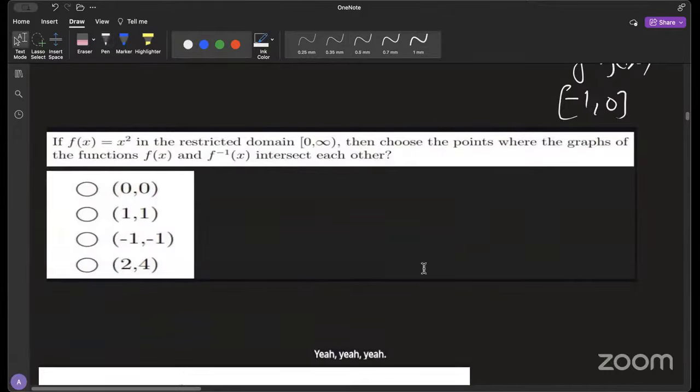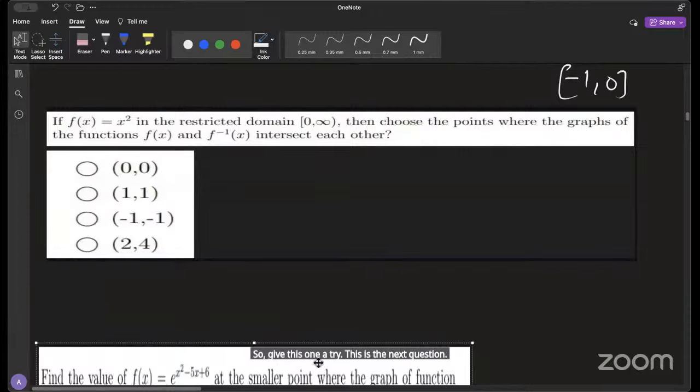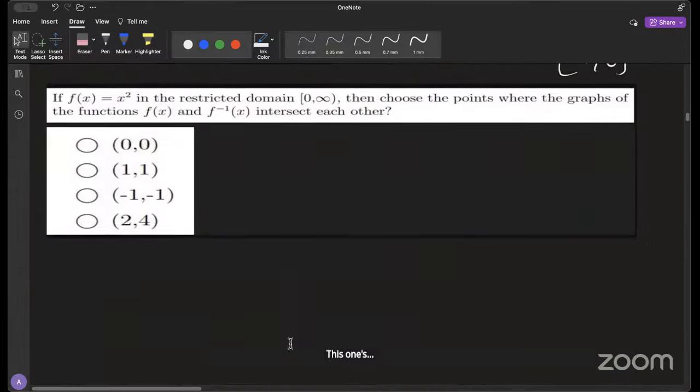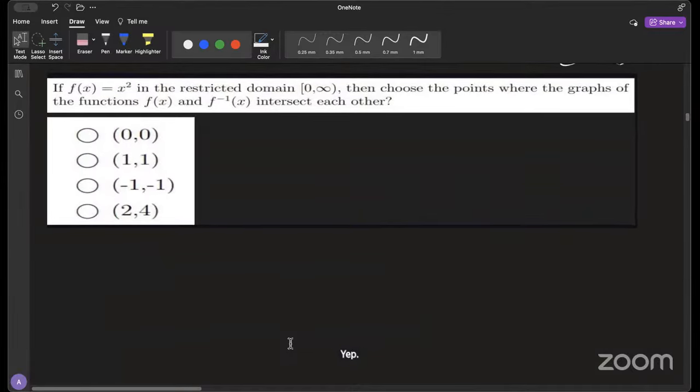So give this one a try. This is the next question. Just 1 second. Yeah. Ma'am, it should be 0011. Okay. Let's try this one here.